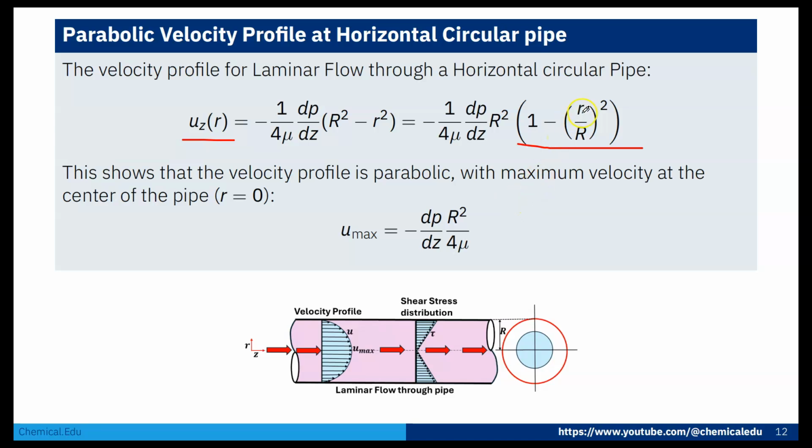Now here if I put small r is equal to 0, r is equal to 0 means that is the center line or center of the pipe. So the velocity is actually maximum. So Umax will be minus dp by dz R square by 4 mu. I always remember that center velocity is maximum. At the wall, means r is equal to capital R, the velocity is 0, means no slip boundary condition.